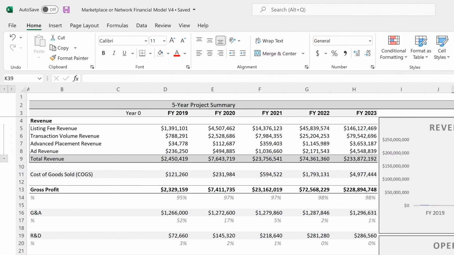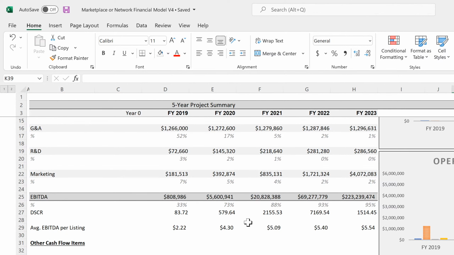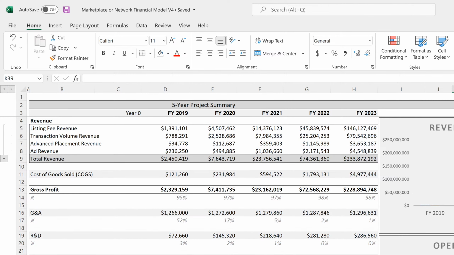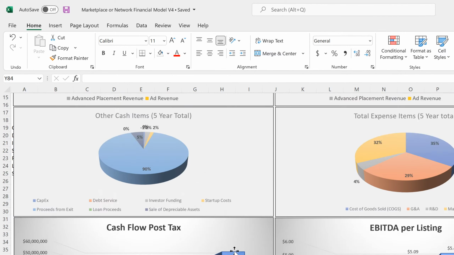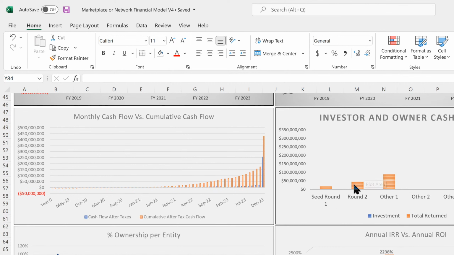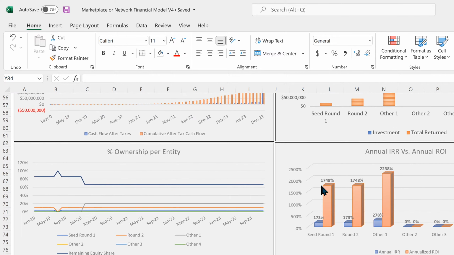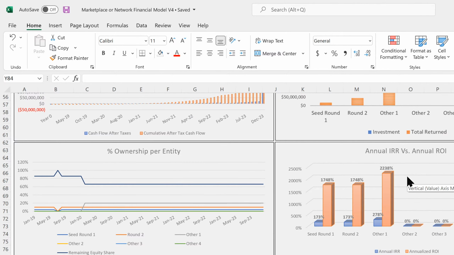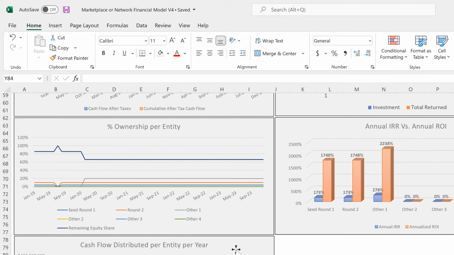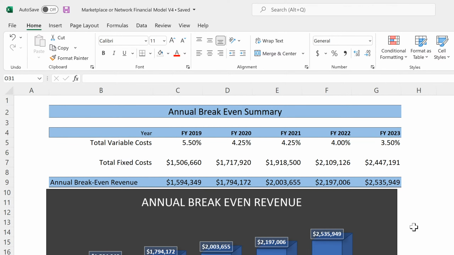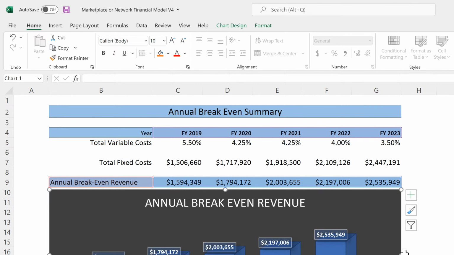Alrighty. This looks fine. Visuals look good. It's kind of cool. Annual versus IRR versus ROI. Cash flow distributed per entity. All right, this is pretty nice. We got a break even in here too with fixed and variable costs. Break even revenue.